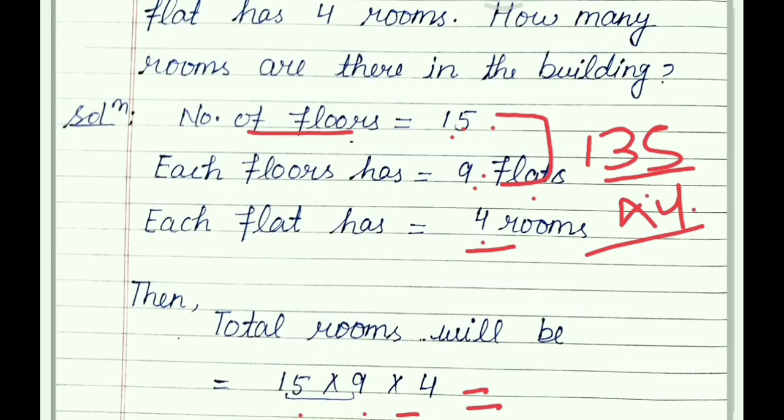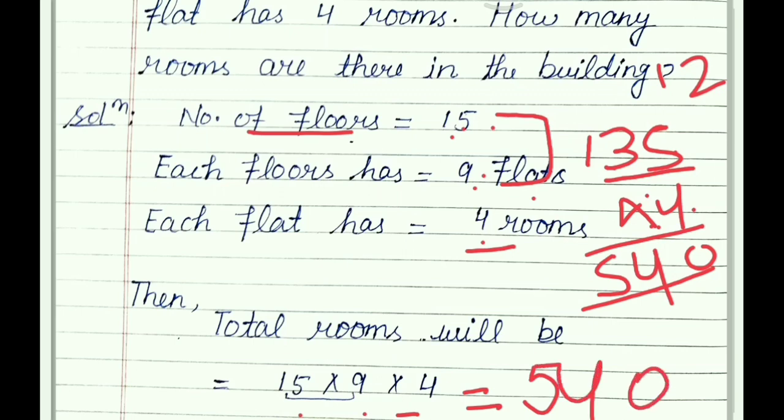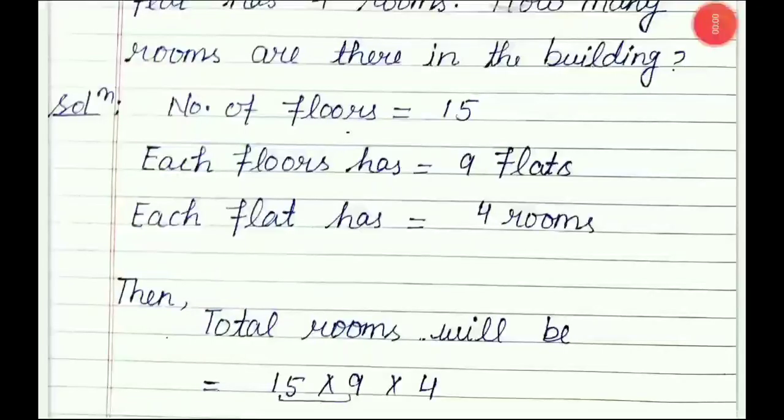Now do 4 times 5 is 20, carry 2 is left here. 4 times 3 is 12, 12 and 2 is 14, then carry 1 more is left. 4 times 1 is 4. Okay, 4 and 1 is 5. So what will the required answer be? 540 rooms. It will be your required answer. Okay, so this building has how many rooms in total? 540. So till here your exercise is finished.